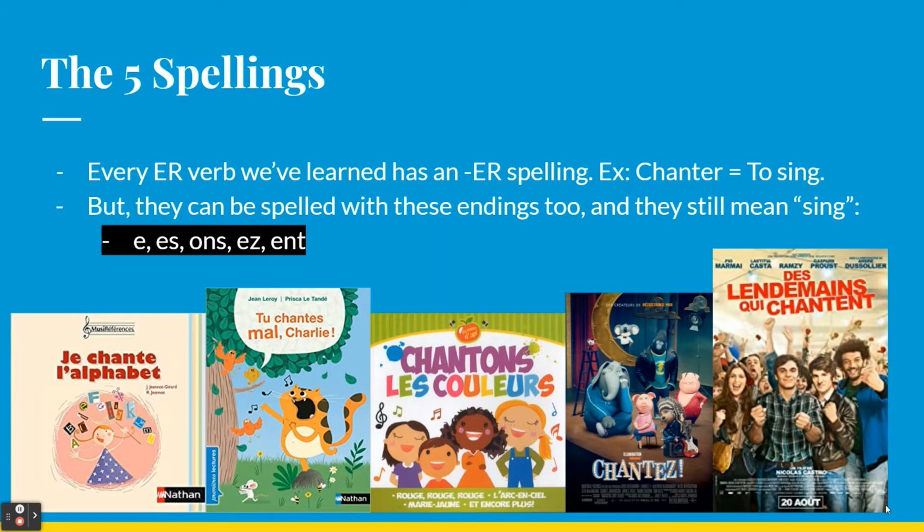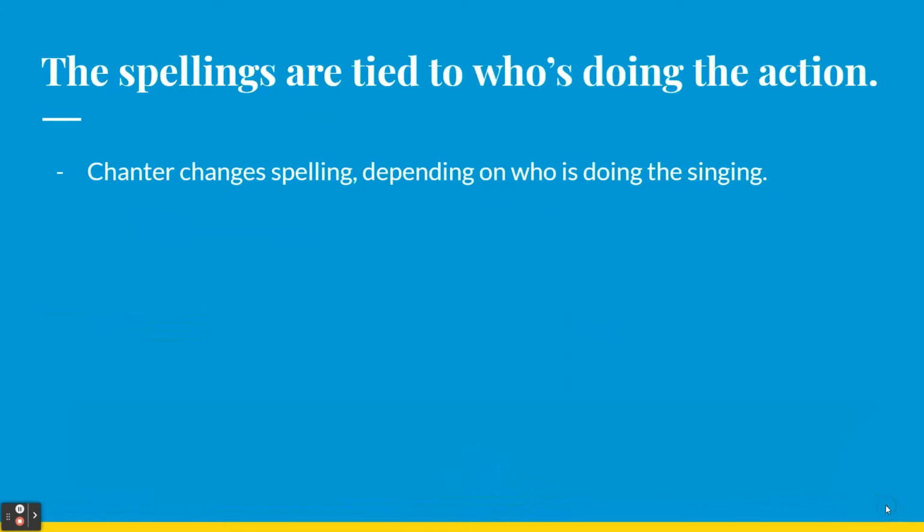Look at the next one. It's an album. Chantons les couleurs. This time chanter is spelled with an ONS. Then we've got a movie called Chanter with an EZ, and another movie poster that has chante with an ENT. So today we're going to learn why can chanter take so many different spellings.